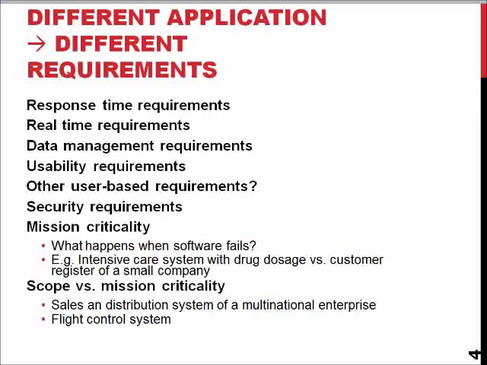Also, mission criticality, meaning that if you have an intensive care system which gives a drug overdose to your patient, or the customer register system of a small company, if they fail, of course these are both critical and bad situations. In the intensive care system, the patient dies. In the small company system, the customer register is lost. Both are catastrophic failures, but of course on different scales. On the other hand, the scope and mission criticality are also two different things.